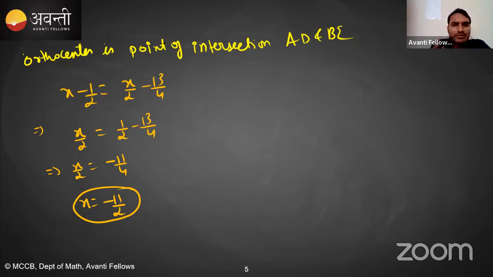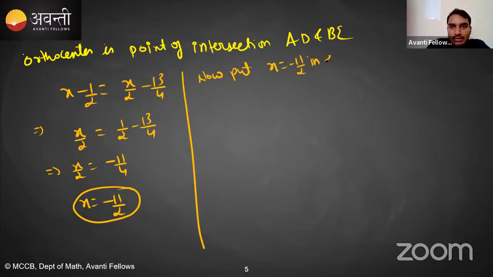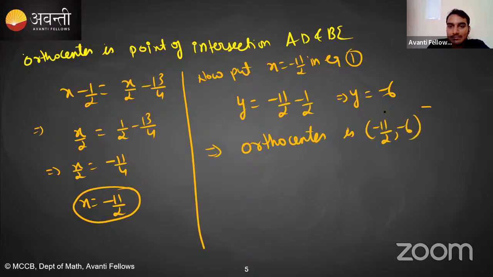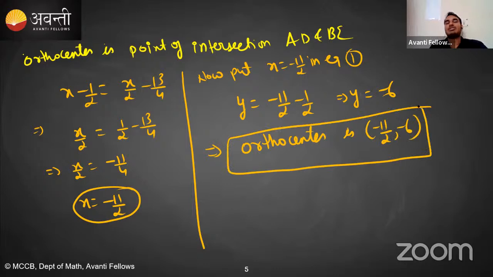So now put it in any of the equations to get the y coordinate. Put x equal to minus 11 by 2 in equation 1. What is equation 1? y equal to x minus half. So y is equal to x minus half. So how much does y come out to be? -6. So the orthocenter has come out. What is the orthocenter? Orthocenter is -11 by 2, -6. Is this clear, students?